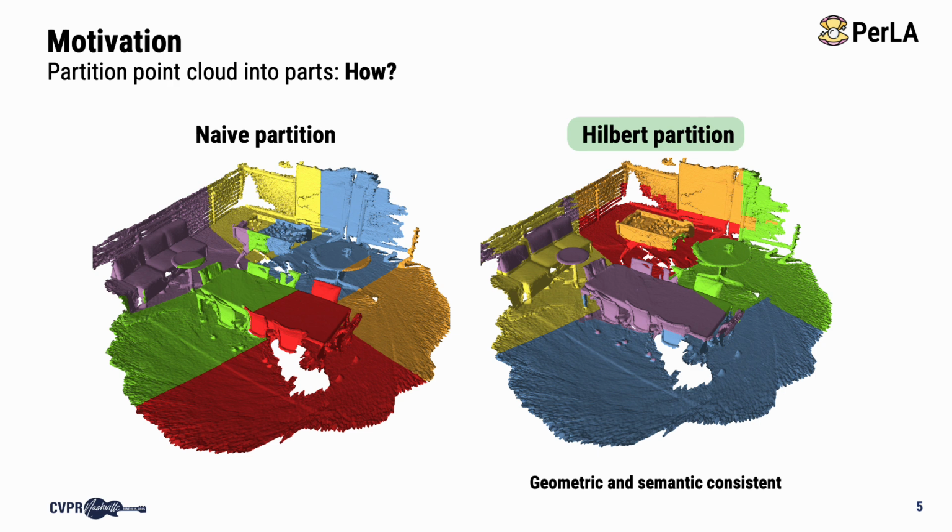So this led us to a key question. How can we preserve fine-grained spatial detail while keeping the system efficient? Well, our insight was to replace naive partitioning with a Hilbert-based space filling curve, which ensures geometry-aware and symmetrically consistent partitioning of the 3D scene.